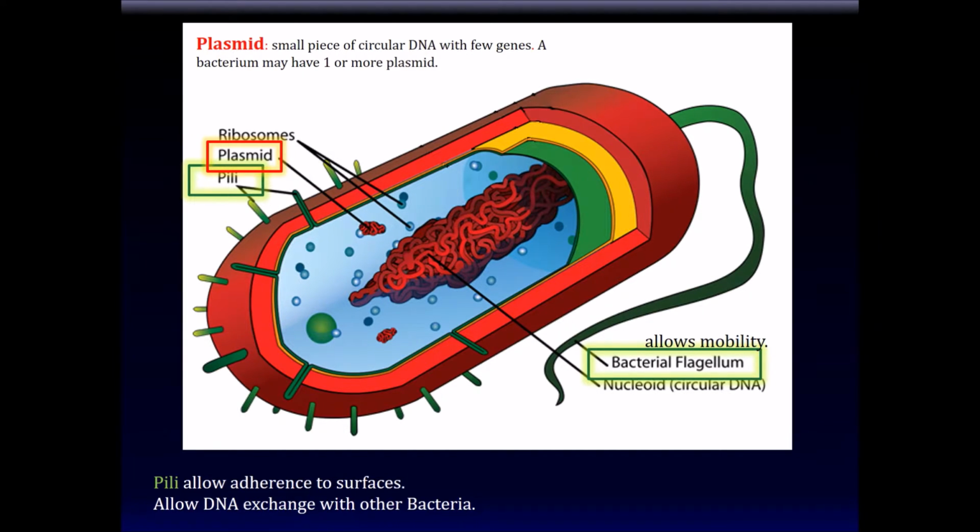All bacteria have a cell membrane, all bacteria have a cell wall, all bacteria have circular DNA, all bacteria have ribosomes. Not all of the bacteria have plasmids, not all bacteria have pili. Pili are these little projection things, okay? And not all bacteria have this tail. It's called a flagellum. It allows them mobility.